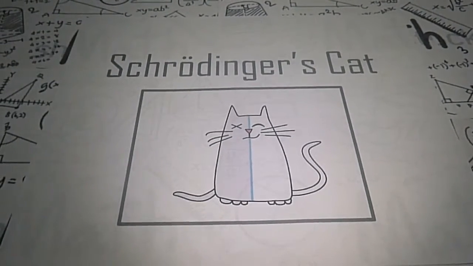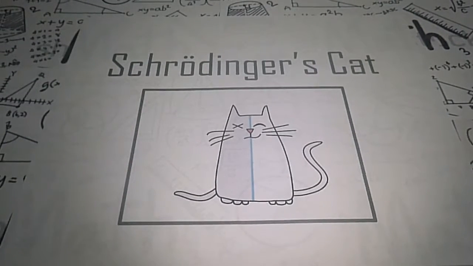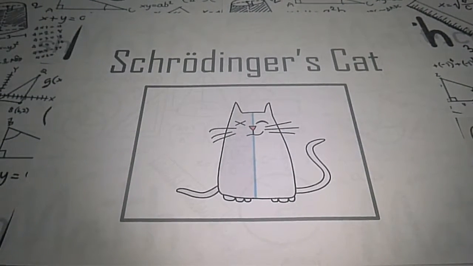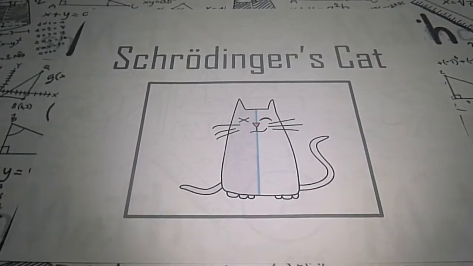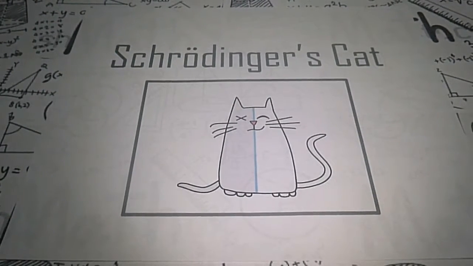Schrödinger's cat is a thought experiment about quantum physics. Erwin Schrödinger suggested it in 1935 in reaction to the Copenhagen interpretation of quantum physics.